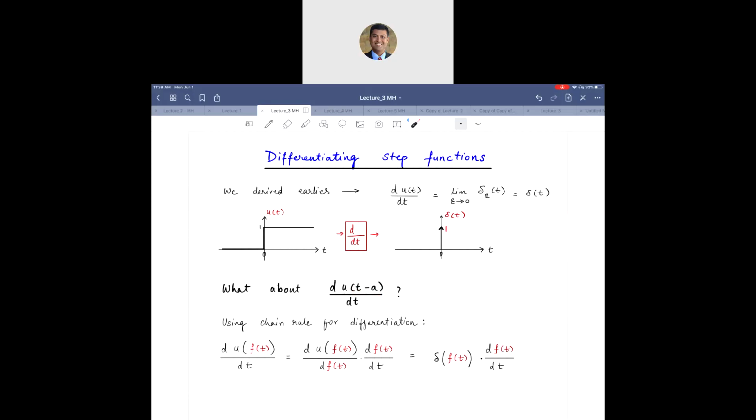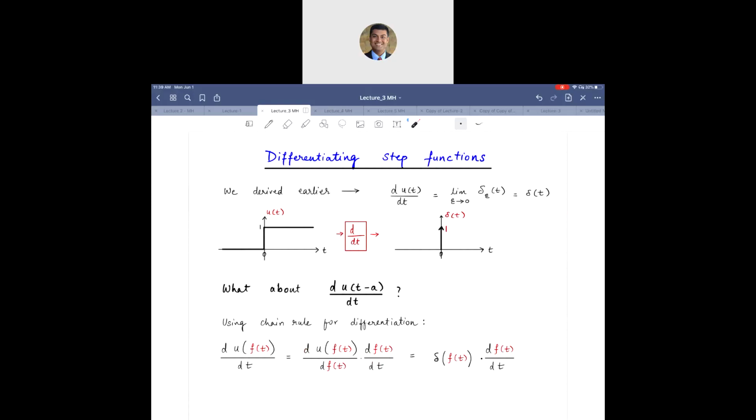one function is unit step and the function inside that is t minus a, we can use a chain rule for differentiation, which is differentiate u of f of t with respect to t, where u of t is one function, f of t is the function inside it. Using chain rule, you can write that as differentiate u of f of t with respect to f of t first, then multiply it with the derivative of f of t with respect to time.